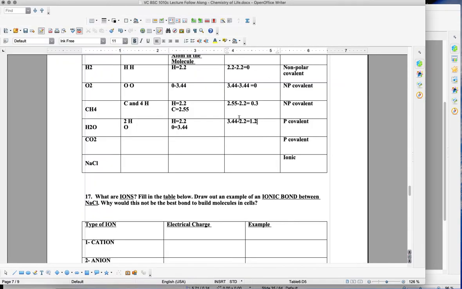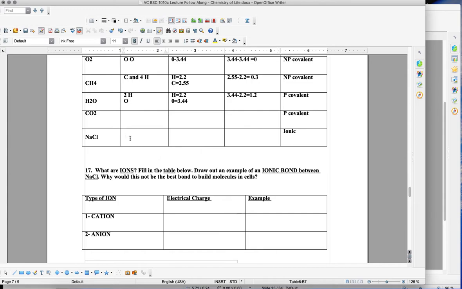Now let's look at an ionic bond. So NaCl, we're going to have 1 Na and 1 Cl. Sodium is going to equal 0.93, and chlorine equals 3.16. And so if we do 3.16 minus 0.93, that's going to equal 2.23.